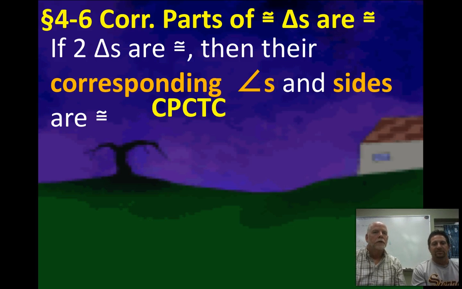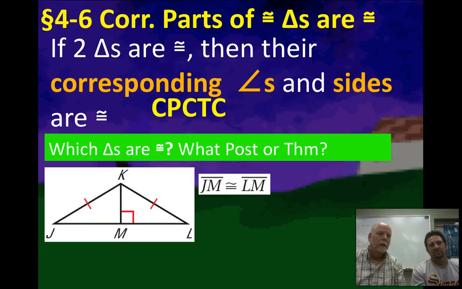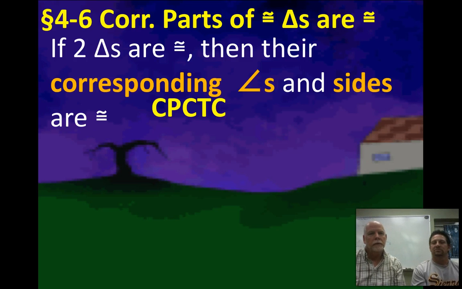So we use this acronym, CPCTC, and you're just going to get used to us saying that all the time. CPCTC stands for corresponding parts of congruent triangles are congruent. It's the title of the slide. And so CPCTC is what we're going to put in the reason in a proof. It's going to end up being our last reason. It's typically always at the end.